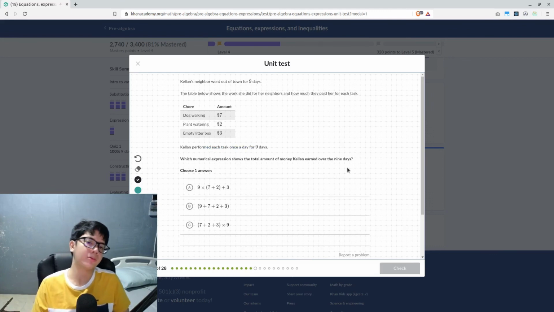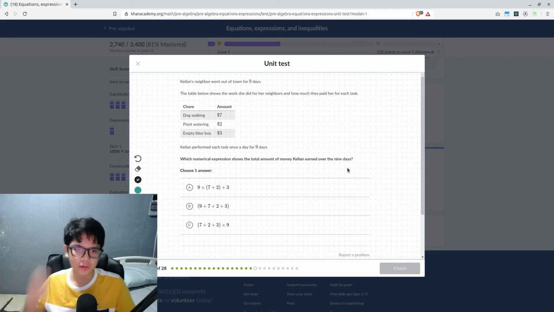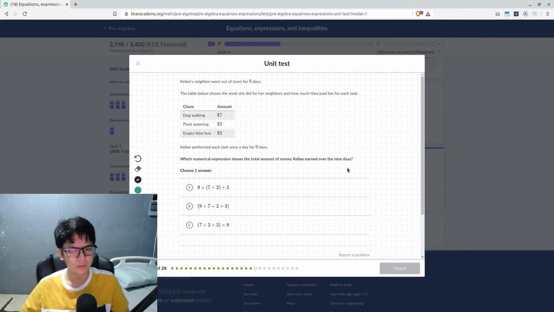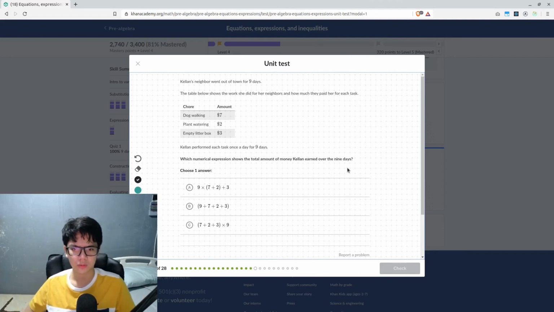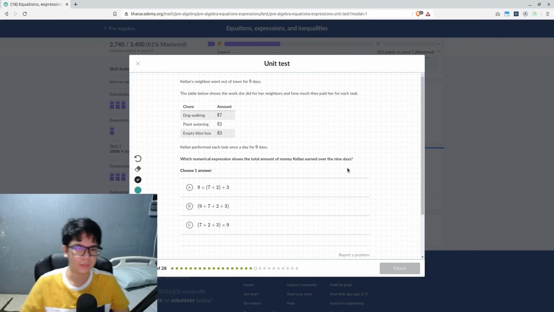Kellen's neighbor went out of town for 9 days. The table shows the work she did for her neighbors and how much they paid her for each task. Oh, okay. Dog walking.